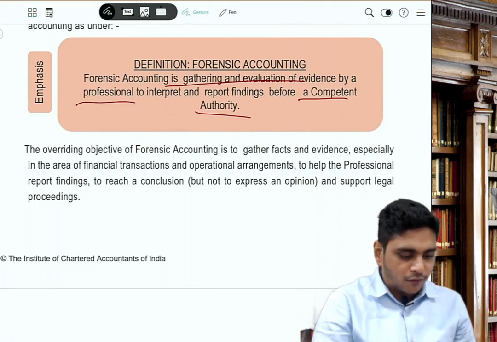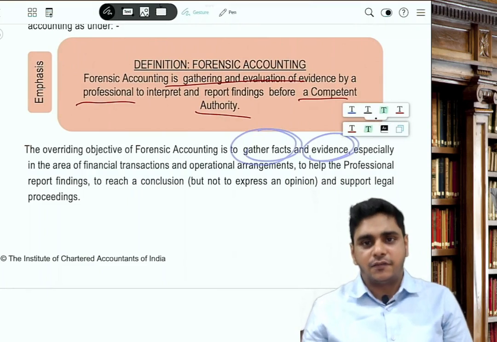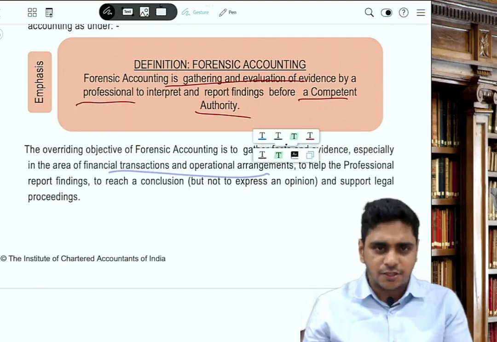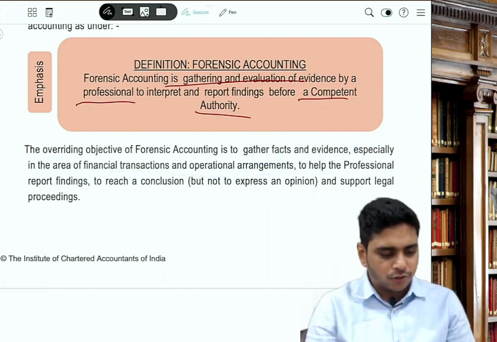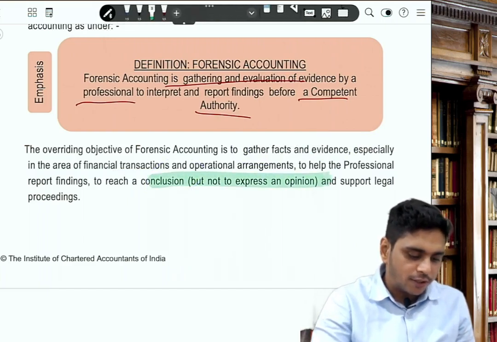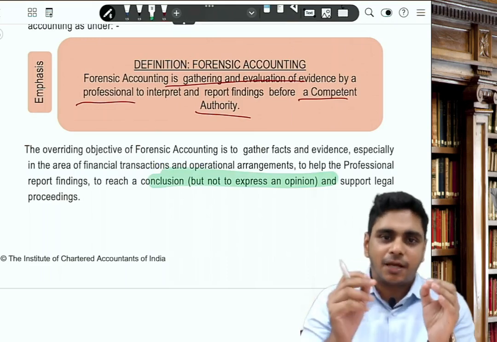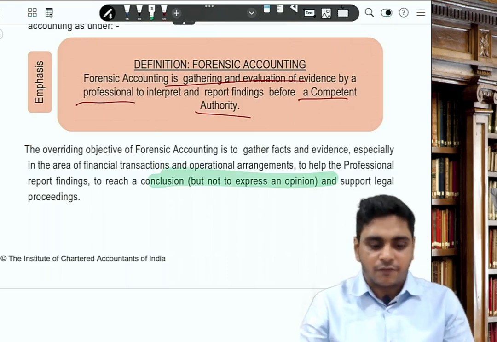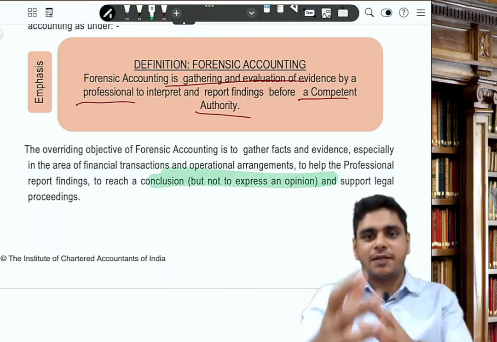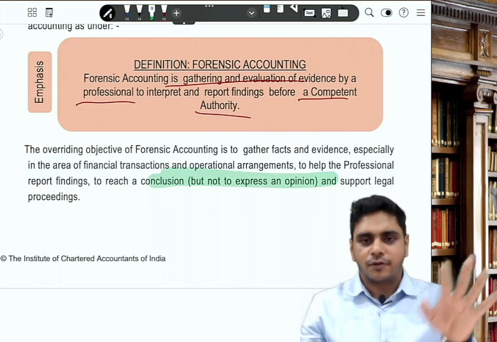Now the objective of forensic accounting is to gather the facts and evidence, especially in any financial transaction and operational arrangement, to help the professional to report the findings or to reach a conclusion. But he will not express an opinion. This is very important. We are not the auditor here, guys. We are here to establish a fact and support legal proceedings. Whether the fraud has happened or not. If the fraud has happened, there is a penalty, imprisonment, and if fraud has not happened, then you will be going away. Okay.